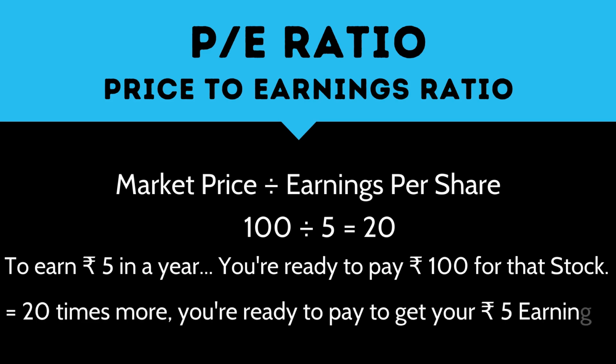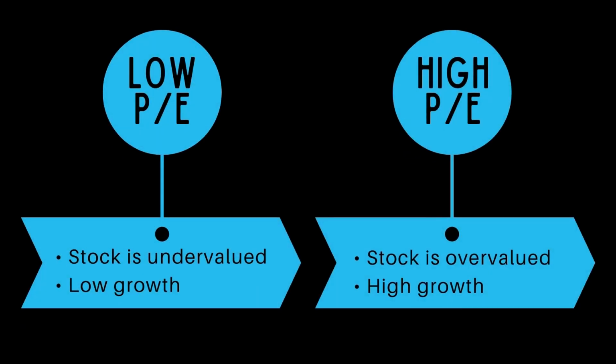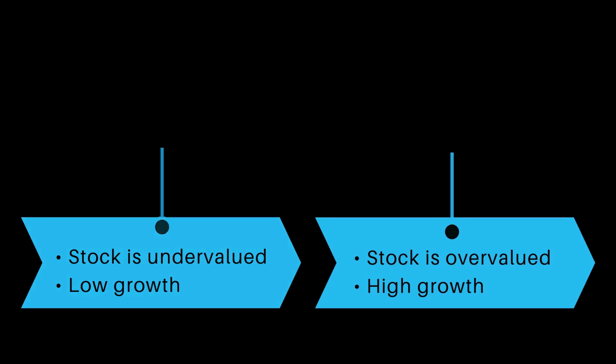That means 20 times more that you are ready to pay to get 5 rupees earnings. So now what is this 20 P by E means? Whether it is a good rate or a bad rate, whether it is overrated or underrated. In order to know whether 20 P by E means good or bad, let us go through an example. Like before, let me take HCL Technologies as our example and we will see how the P by E ratio is for HCL Tech and how we can evaluate them.